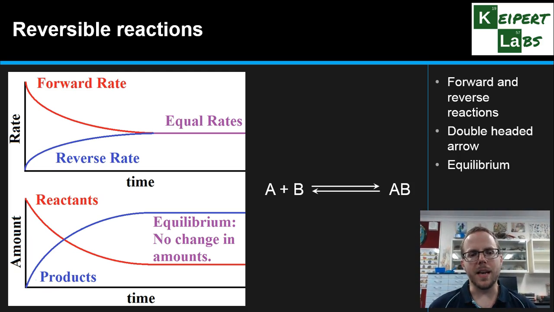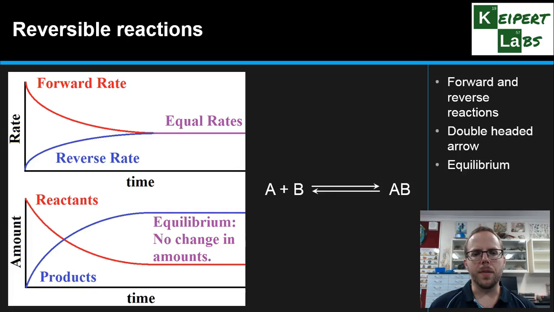Now the reality is that at that point, we still have particles of A and B combining to form AB. We still have particles of AB breaking down to form A and B. But there just appears to be no change because those rates are equal, where they're swapping at equal rates. So there is still change happening, but we just can't notice it at the macroscopic level. And so we reach this point at which equilibrium is established.